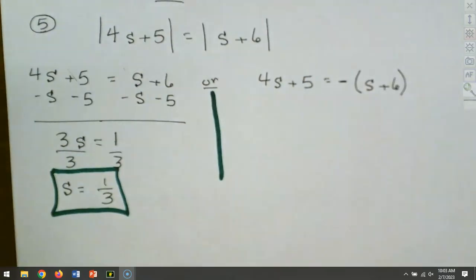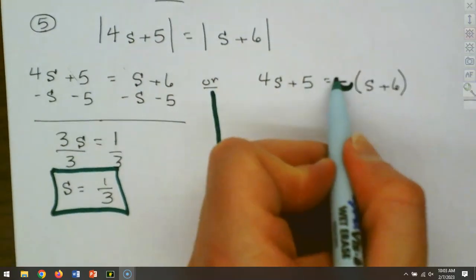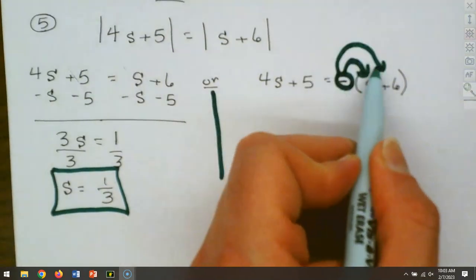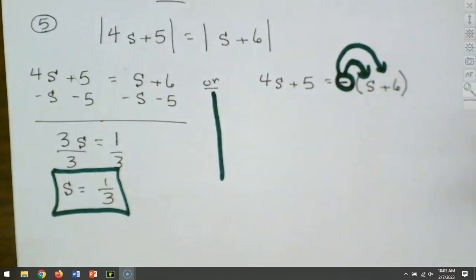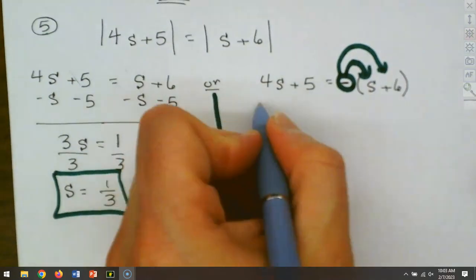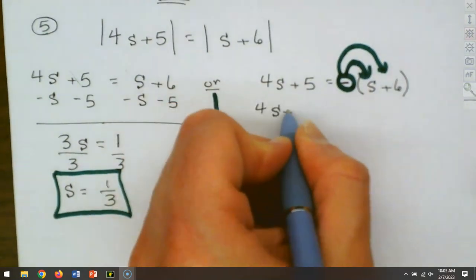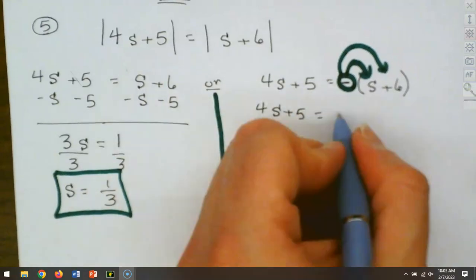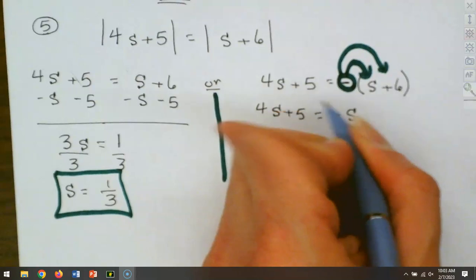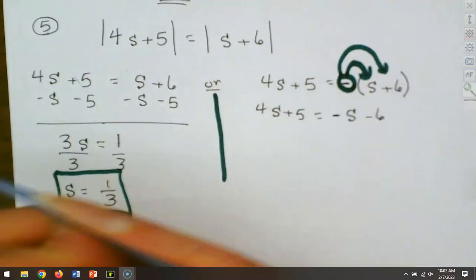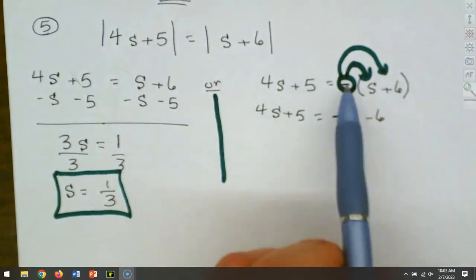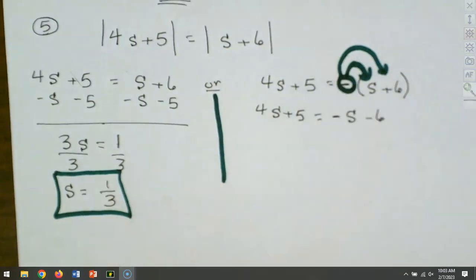Now, what about the other one? All right, well, the other one, we have a negative in front. So the first thing we do is we distribute that negative through. So now we've got 4s plus 5 equals, distributing the negative through, we've got a minus s and a minus 6 there, because both of them get distributed through. That's why I like to draw the arrows, so we remember that.